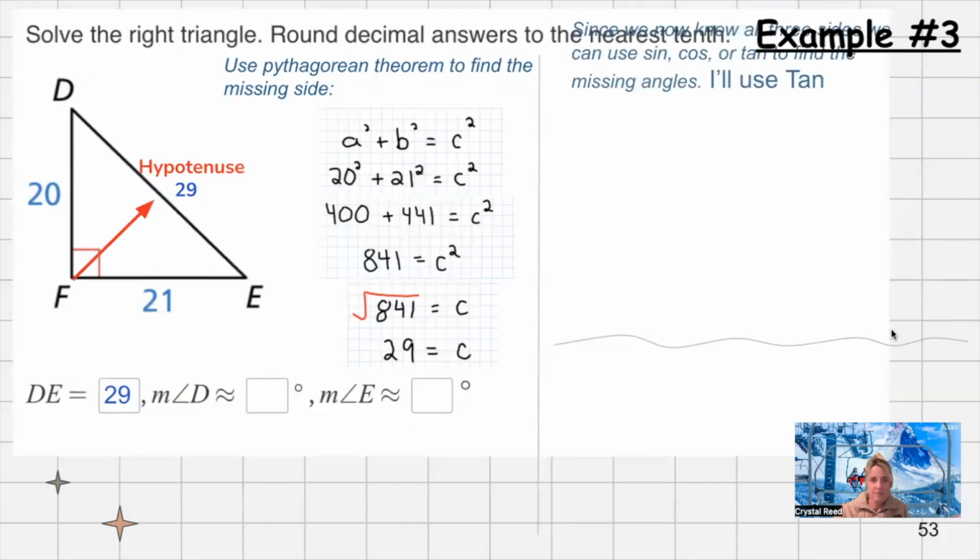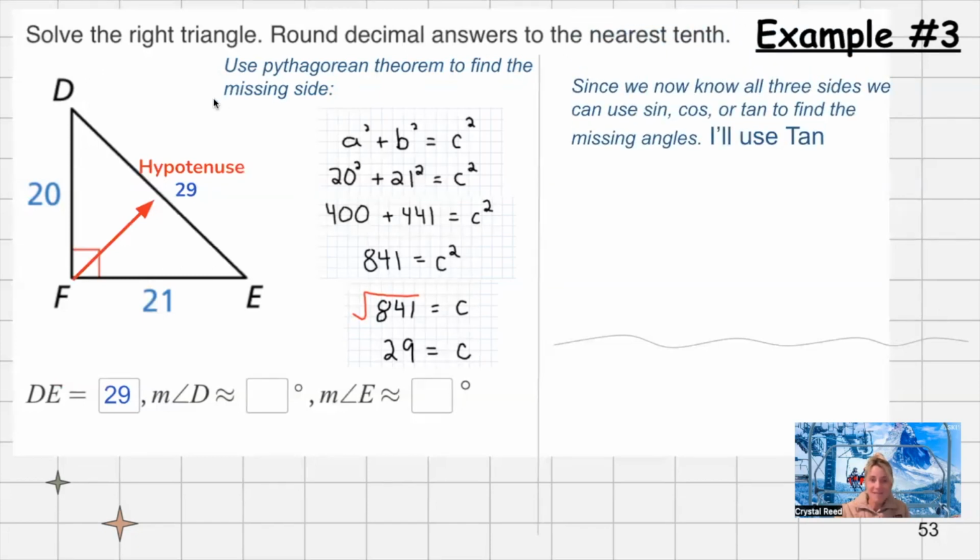All right, next up. Since we know all three sides now, we can use sine, cosine, or tangent because we know all the sides to find the missing angles. I'm going to just use tangent just because right off the bat, we weren't given the hypotenuse. So I'm just going to use the original sides we were given, which is 20 and 21. And so those are opposite and adjacent, which would mean we'd use tangent. But you could use sine or cosine too.